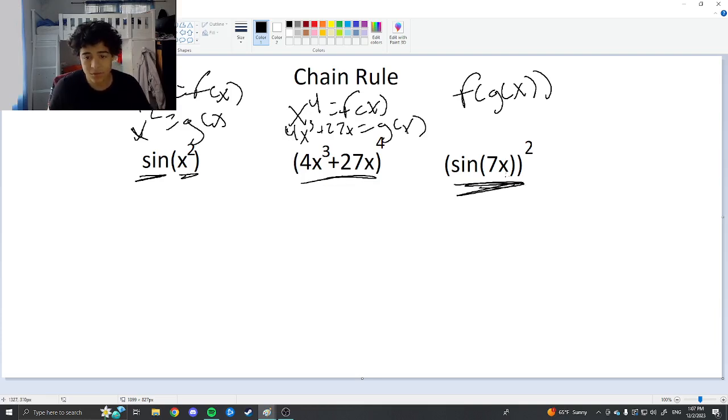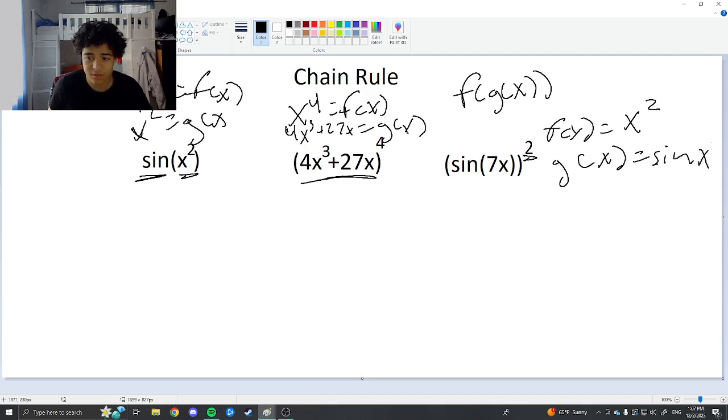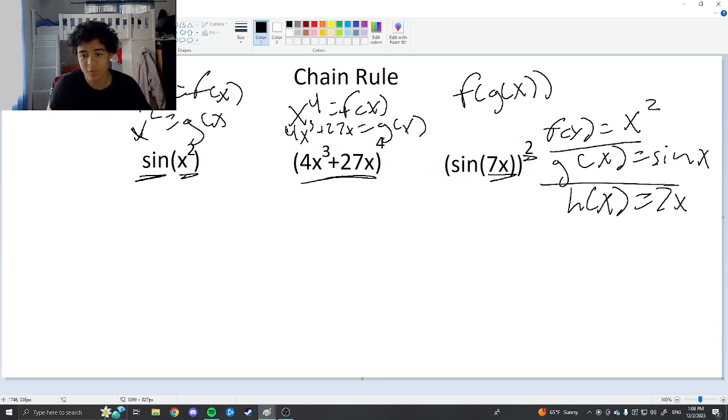And on this last one, there's actually a couple functions going on, because there's all of this being raised to the power of 2, and then there's sine, and then there's 7x, right? So this one we'll label as f of x being the outside, or something being raised to the power of 2, and then g of x is going to be the sine x, and then this inside here, we'll call it h of x, is 7x. So this one, there's 3 layers, and we'll go over how to do that too.